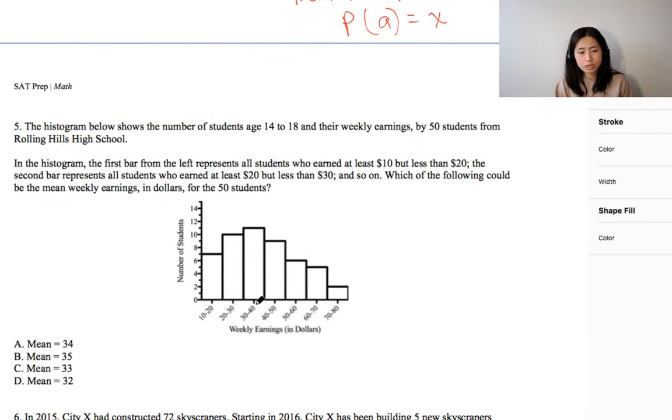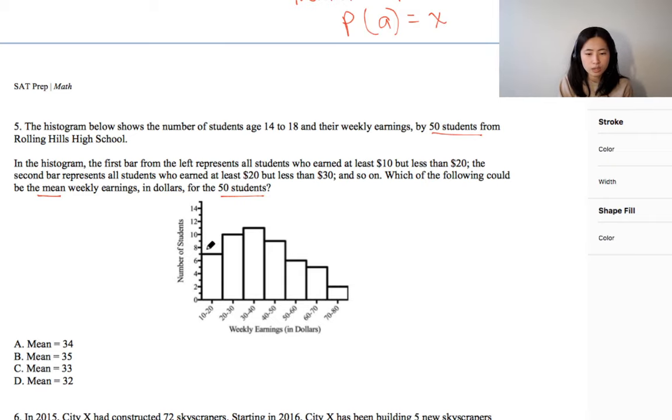Okay. So let's move on to number 5. The histogram below shows the number of students aged 14 to 18 and their weekly earnings by 50 students from the same high school, which is Rolling Hills High School. In the histogram, the first bar from the left, so this is here, represents all students who earn at least $10 but less than 20, and they've indicated that right here. The second bar represents all students who earn at least $20 but less than 30, and so on and so forth. Which of the following could be the mean weekly earnings in dollars for the 50 students? Okay, so they're asking for the mean weekly earnings, and specifically that's for 50 students.